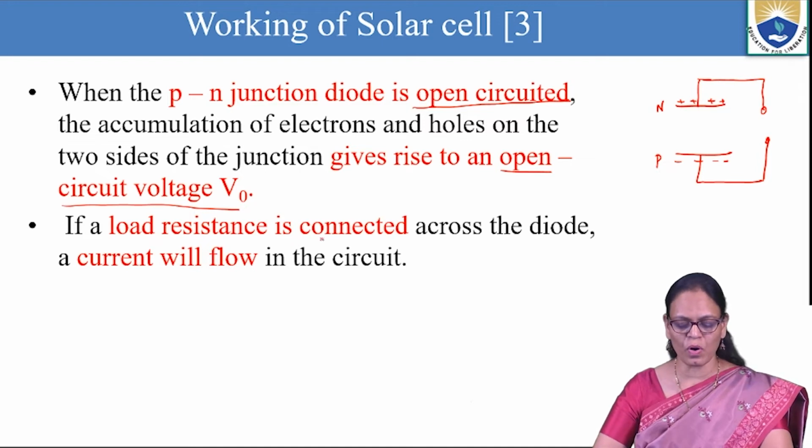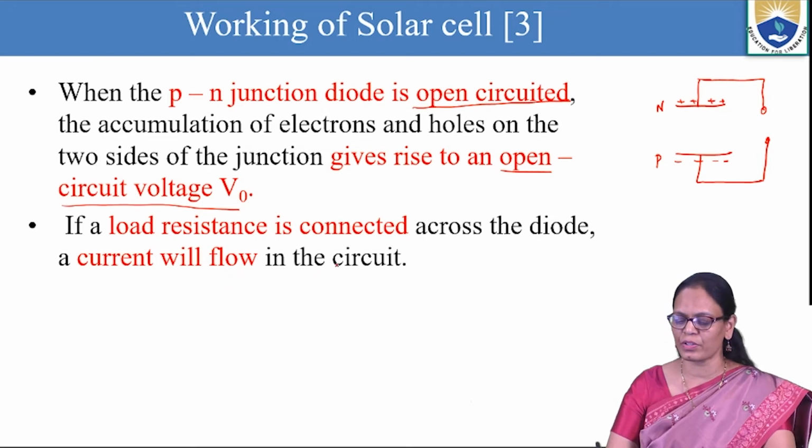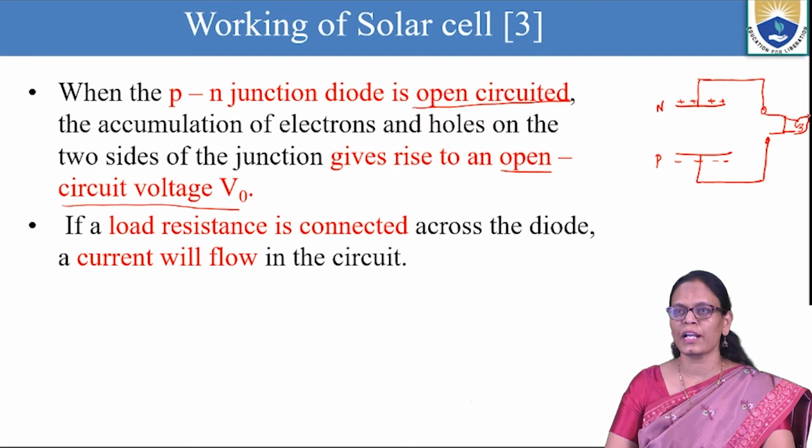And whenever a load resistance is connected across the circuit, then there will be a current flow in the circuit. You connect a lamp or something here, then there will be current flowing and you can see the lamp glowing.